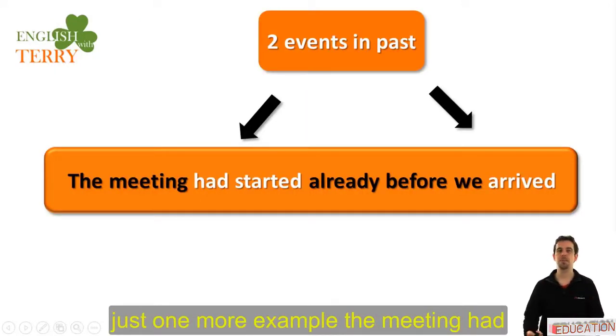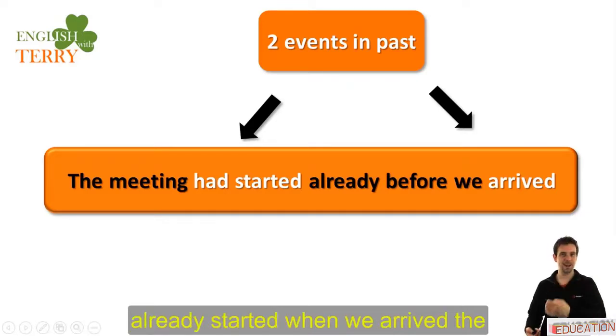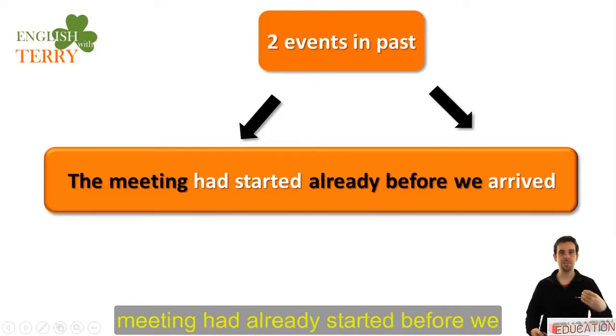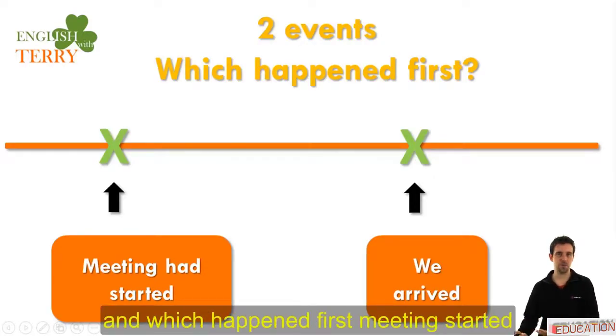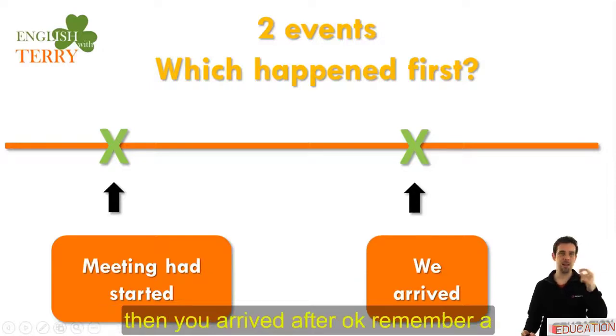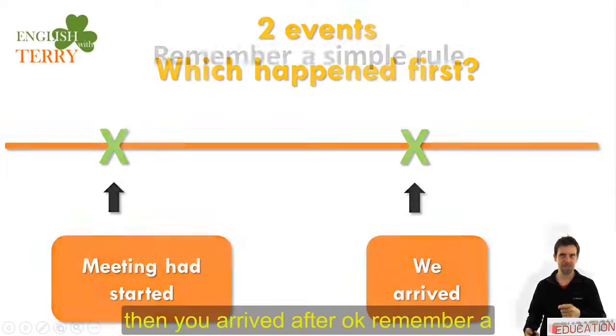Here's just one more example. The meeting had already started when we arrived. The meeting had already started before we arrived. You have two events in the past and which happened first. The meeting started, then you arrived after, okay?